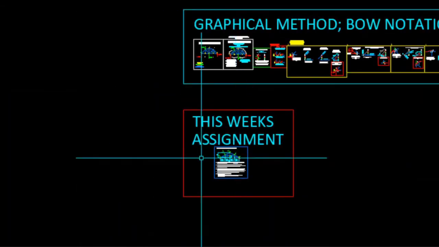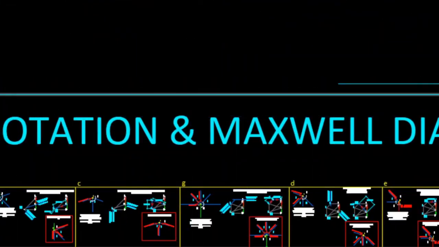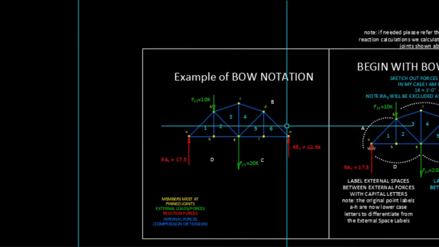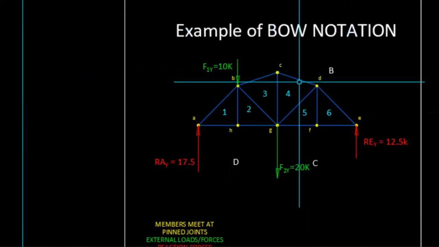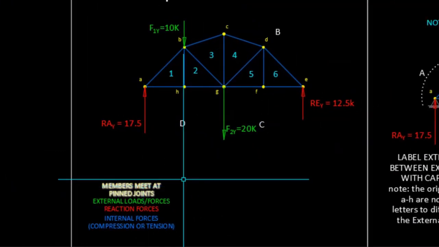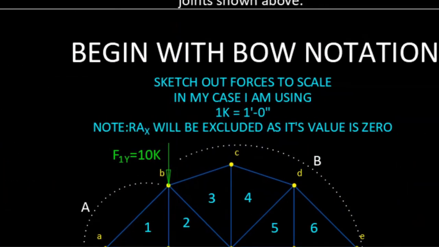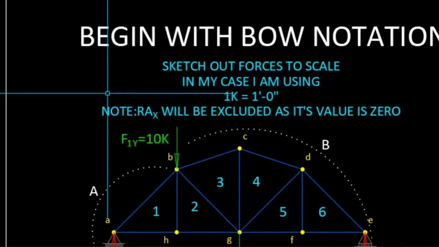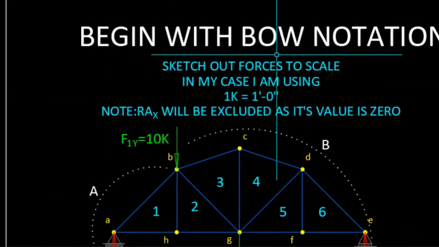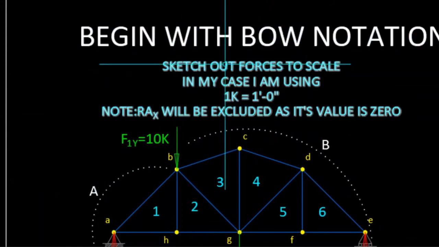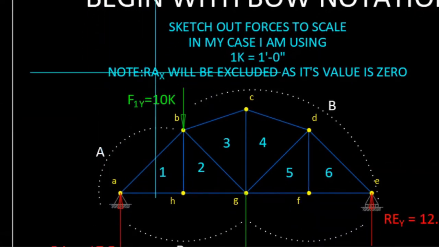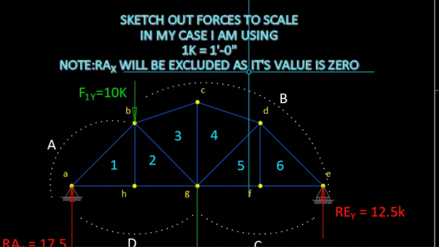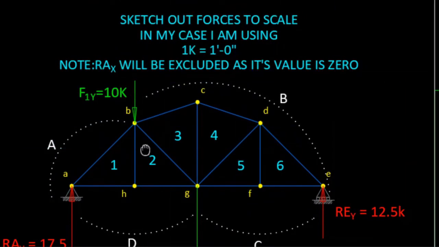Let's look at the graphical method, bow notation and Maxwell diagram. So once again, here is a cleaned up example of the bow notation diagram. Once again, we sketch out the forces to scale. These are external forces, not internal forces. We don't know those yet. In my case, I am using 1 K is equal to 1 foot. Note that RAX will be included in this example because its value is 0.